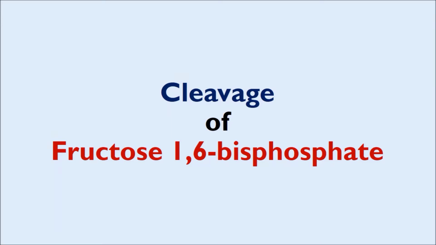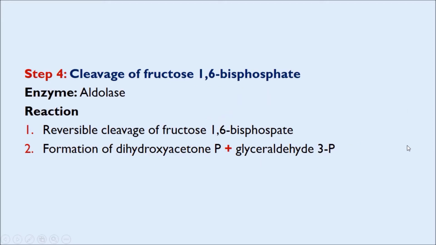The next step is cleavage of fructose 1,6-bisphosphate. The cleavage of fructose 1,6-bisphosphate is catalyzed by the enzyme aldolase. The reaction is reversible cleavage of fructose 1,6-bisphosphate. There is formation of dihydroxyacetone phosphate and glyceraldehyde 3-phosphate. Fructose 1,6-bisphosphate is kind of cleaved in the midpoint to form dihydroxyacetone phosphate and glyceraldehyde 3-phosphate.